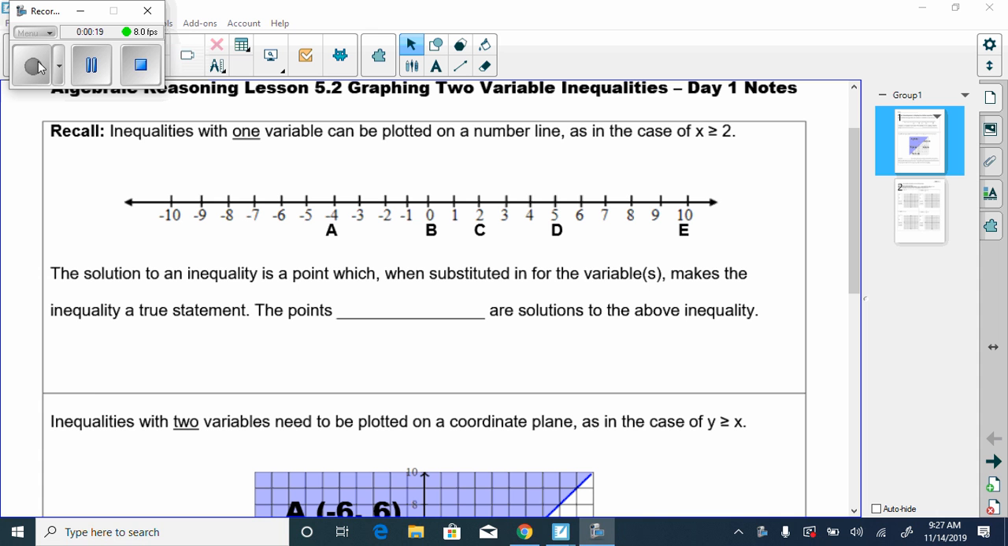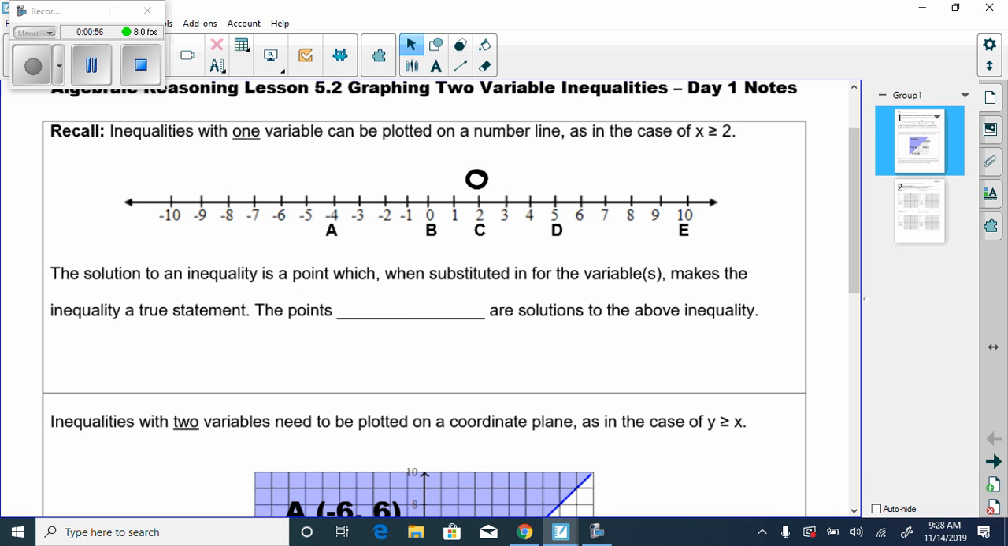So it says inequalities with one variable can be plotted on a number line, like x is greater than or equal to 2. So we are going to graph that on here. The number we're looking at is 2, right? So I come over here to the point 2. Now remember, whether the dot is filled in or open has to do with whether there's an equal to sign or not. Does anybody remember if there's an equal to sign, if this should be filled in or open?